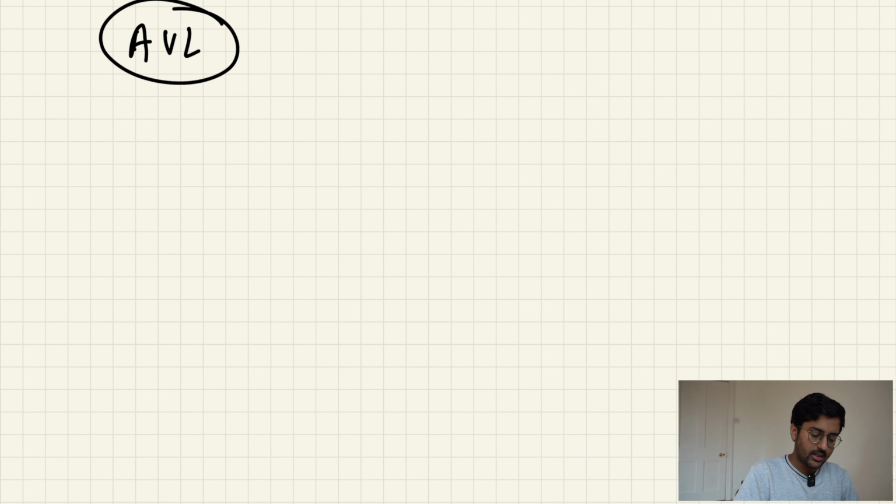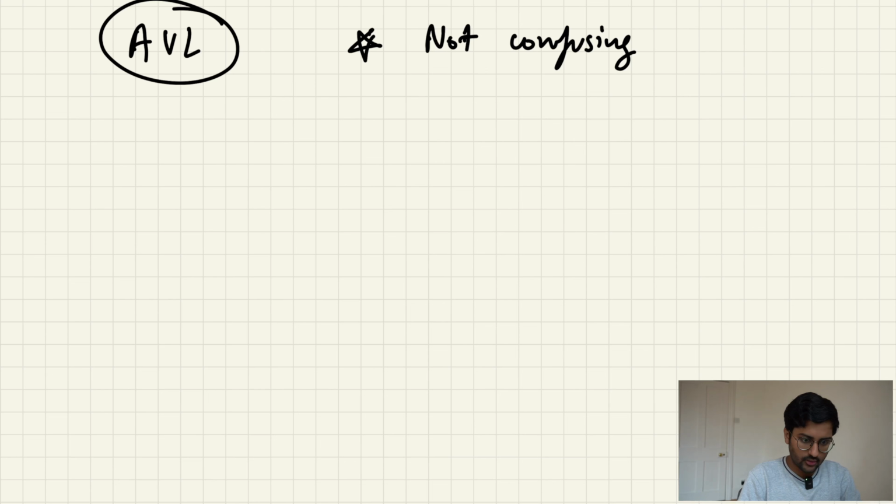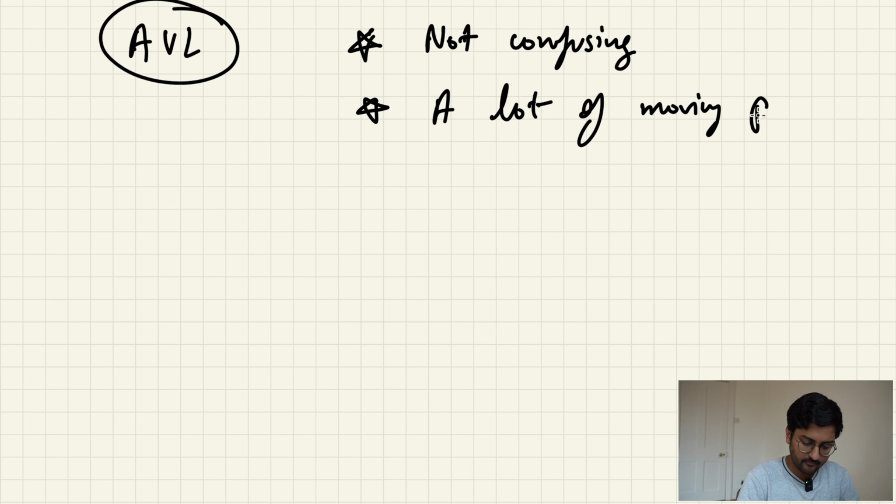AVL trees. One thing I want you to notice is that sometimes people get intimidated by AVL trees. Oh, it's very difficult, it's very confusing. It is not confusing. Then what is it, Kunal? It actually has a lot of moving parts. A lot of things are happening. With AVL trees, a lot of things will happen, but all of those things are very simple.